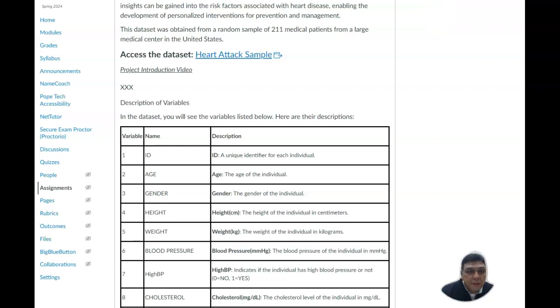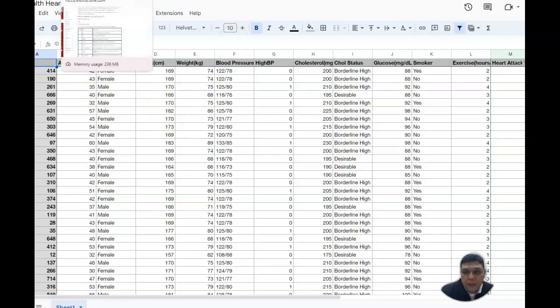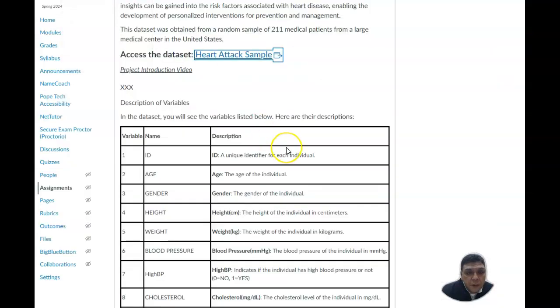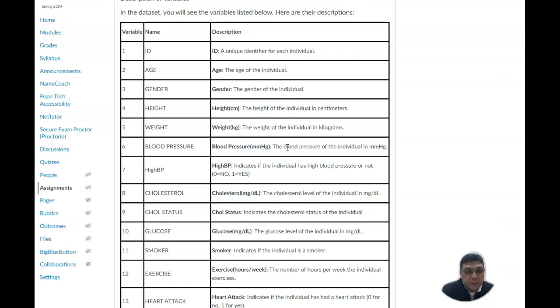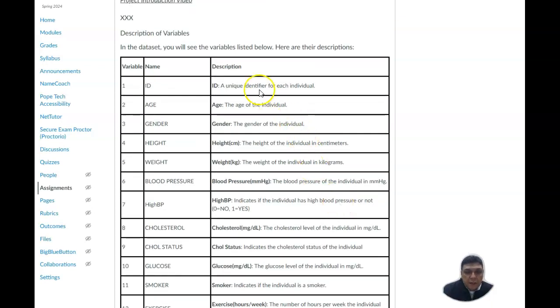And so the data set will look like this, the one you're going to be using to analyze. We'll talk about that on a separate video about how to manage some of this data using Google Sheets. What you will see here is a description of the variables in the data set. So you have the name, and then, of course, the description of what it is.